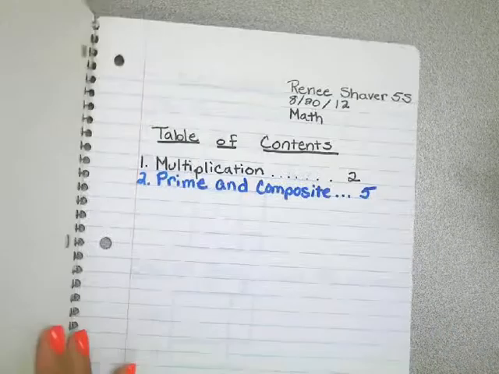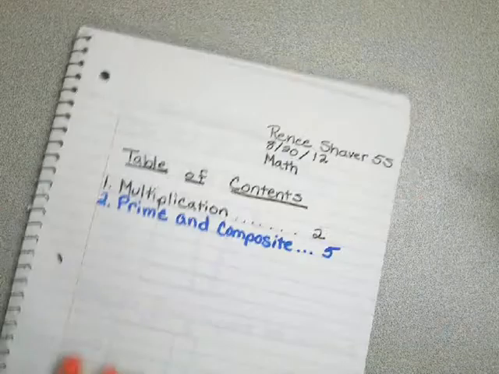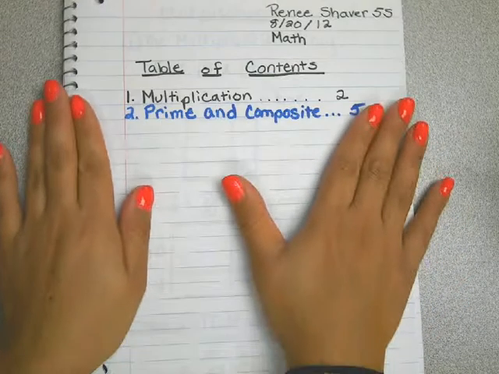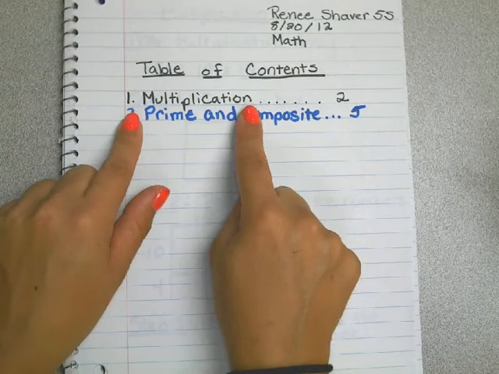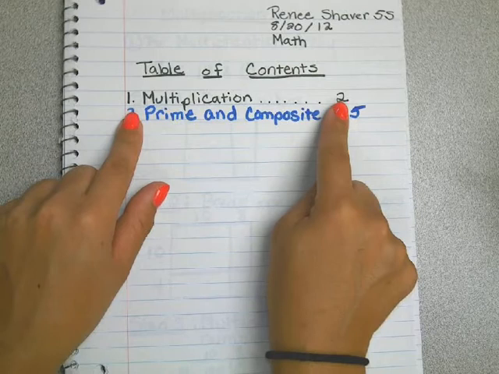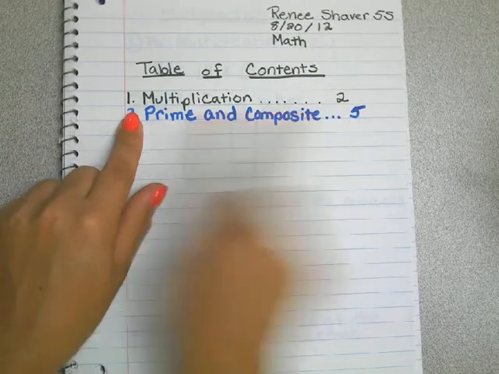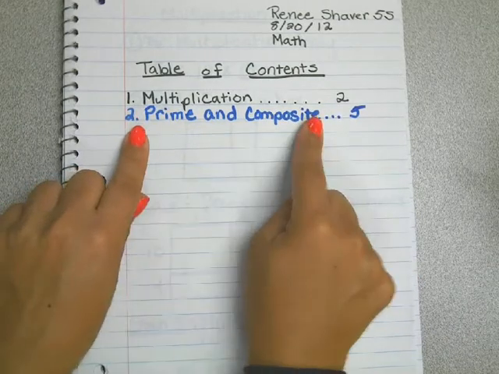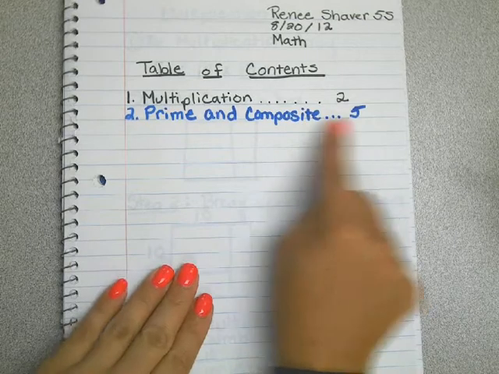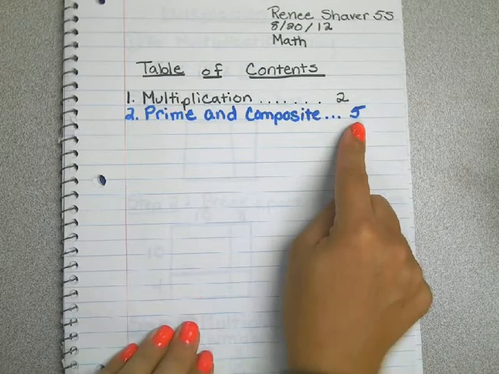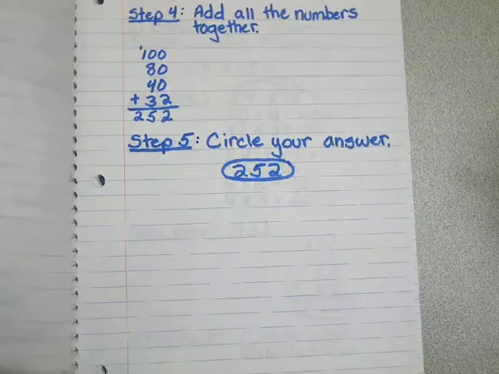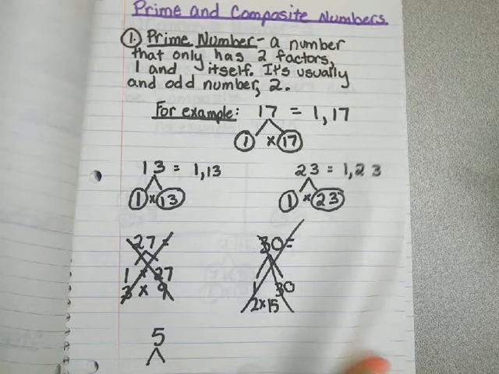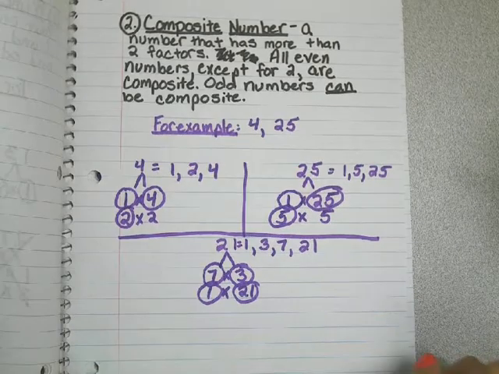Okay, so just to review, so far in our table of contents, page 1, our first one was multiplication. In my book, it was page 2. And number 2 was prime and composite, which started on page 5. So if I look back through my notes, 2, 3, 4, 5, this is page 6. Yours might be numbered a little differently, right?